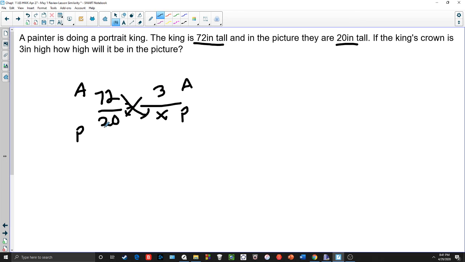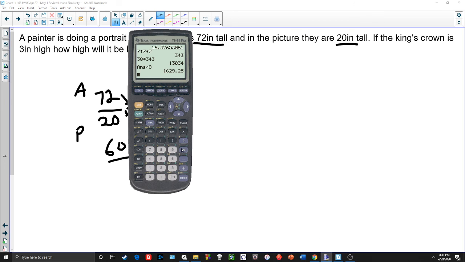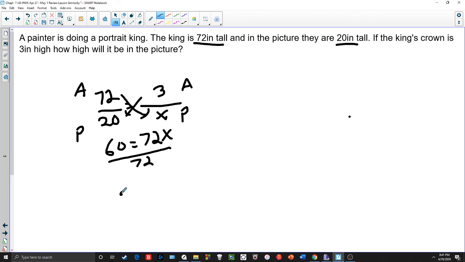So 3 times 20 is 60, and 72 times x is 72x, divided by 72, and we get 60 divided by 72, which is 0.83 repeating. So 0.83 repeating inches high is how high the crown is going to be in the picture, assuming he wants to keep all the proportions straight so it looks nice.